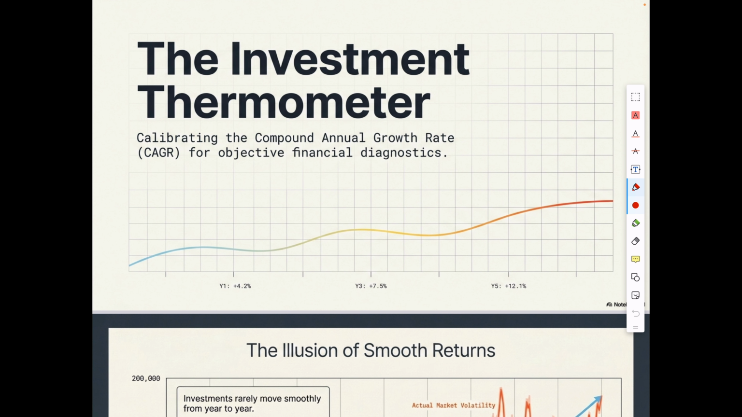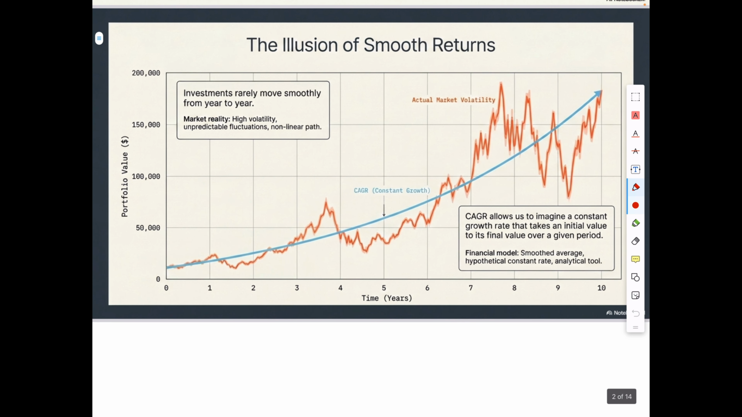So for me, I would use the compound annual growth rate, in short, the CAGR, to help me understand my investment health. This is the first part, which is on the illusion of smooth returns. The reality in the market is that it goes up and down over the years. Of course, if I want to track it very closely, like year to date, at the start of every first trading day of the year or of the month or whatever, I can.